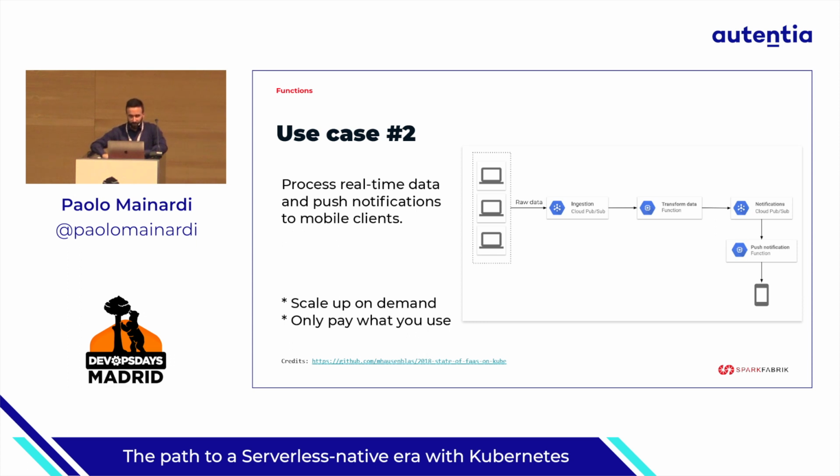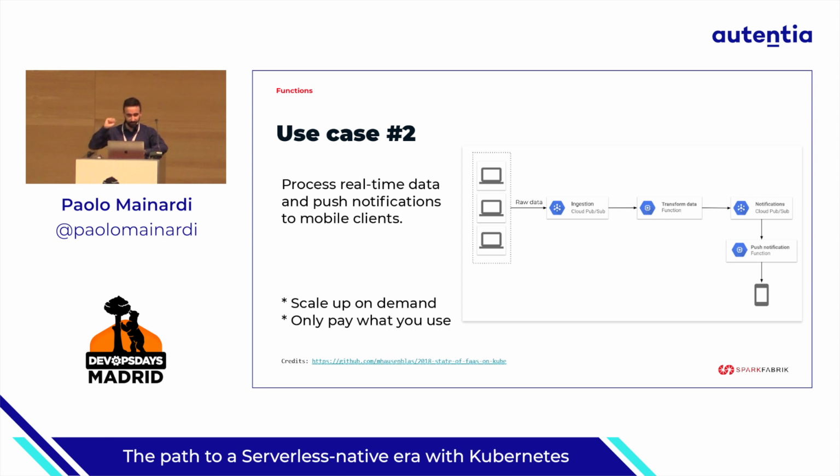Another use case is where we want to process real-time data and push notifications to the mobile client. So we have two things to do: we have to process the data and push some notifications. And also here we want to scale up on demand, and we want to pay just for what we use. Let's imagine that we are bidding on the stock market. We know that the trading hours are between 9 and 6 p.m. And within this time frame, we receive a lot of raw data.